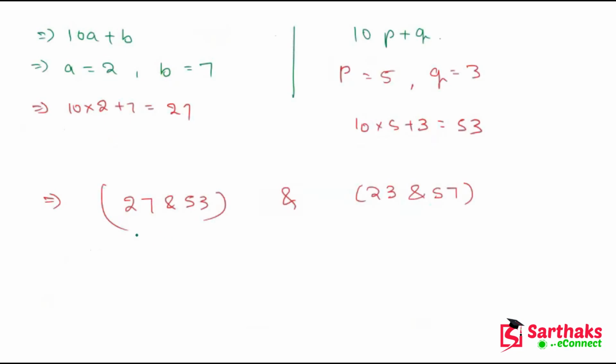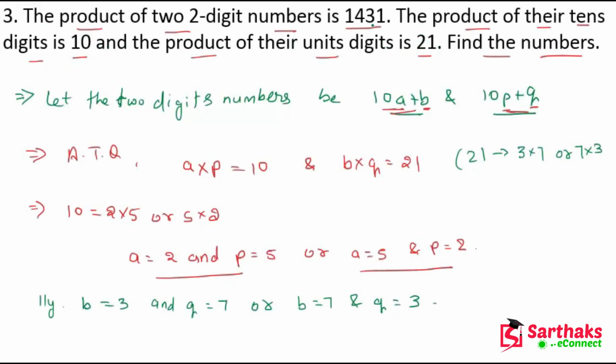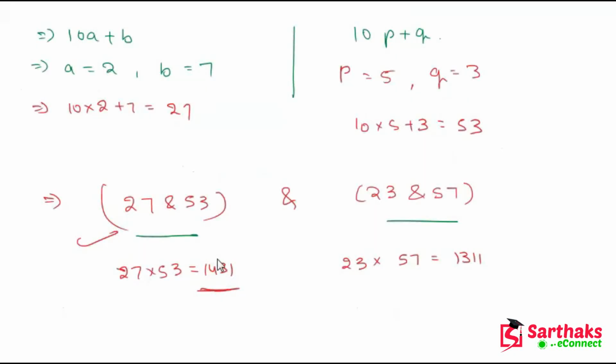Okay, so either this is correct or this is correct. Got it? Yes. Now let's see which pair is correct. If you multiply 23 into 57, we get 1311. And if we multiply 27 into 53, we get 1431. So this is the result. It means we can say that this pair is correct, because we have to find the product of two numbers should be 1431.